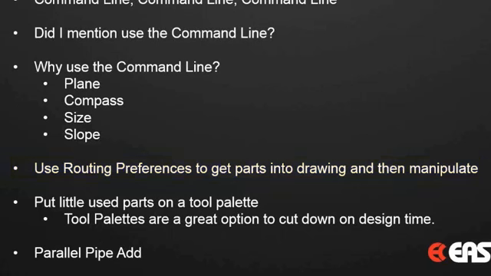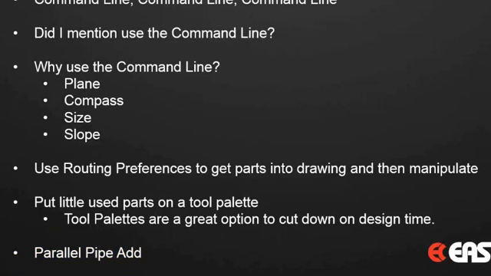And then finally, the last 2 things, you have all your parts in your routing preferences, but put your non-routable parts on the tool palettes. That'll allow you to click on those parts and bring them into your drawing quickly and easily. And we'll go ahead and demonstrate that. And then finally, we'll talk about the parallel pipe add command that allows you to draw more than one pipe at once. You have one master pipe and a couple slave pipes, and everything will follow that master pipe. So if you're putting offsets in, 90-degree bends, 45-degree bends, everything will line up just perfectly.